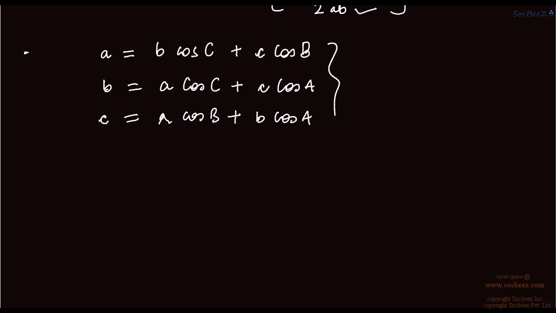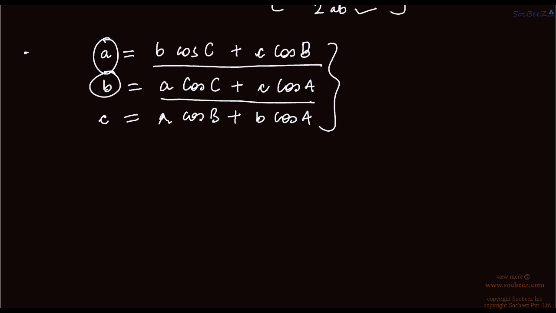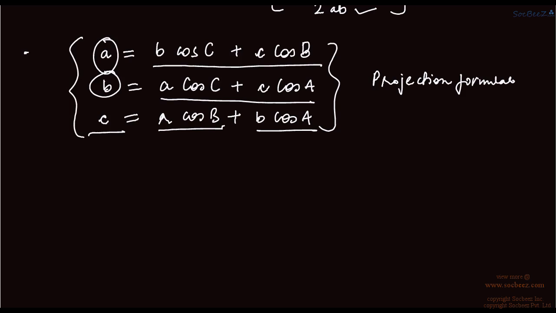You can remember this. a is on this side, so a will not come here, and b and c will permute: b cos C and c cos B. If b is on this side, b will not come to the other side; a and c will permute: a cos C plus c cos A. Similarly, a cos B plus b cos A for small c. So these are the projection formulas. We project actually in a triangle, that's why they are projection formulas. I'm not going to derive any formula because you are not going to remember it that way, but you can remember it this way.